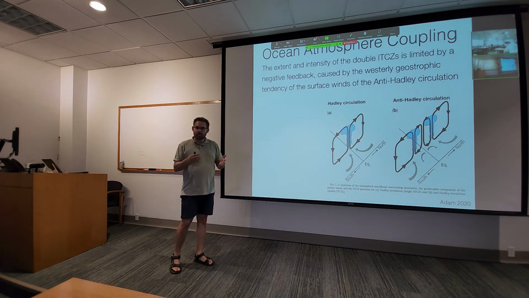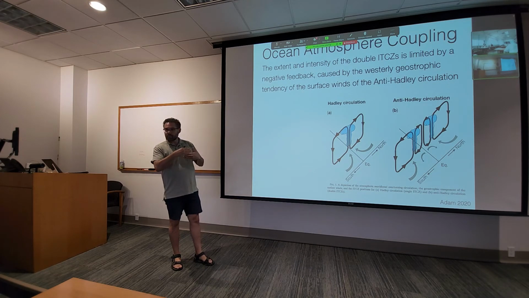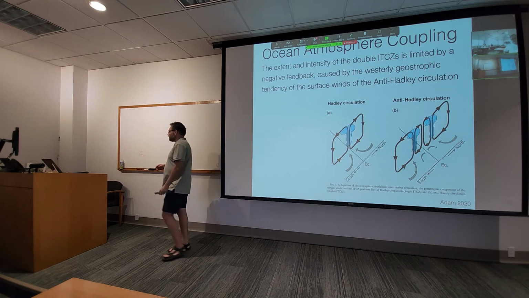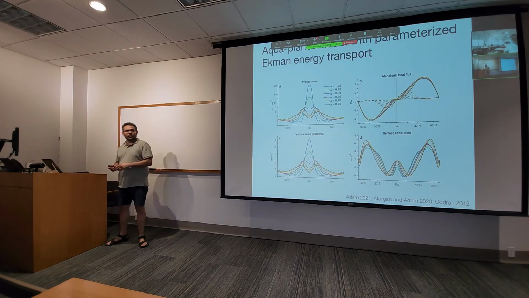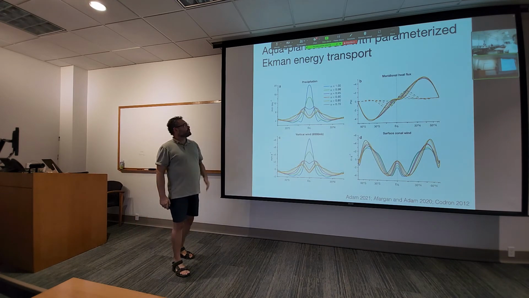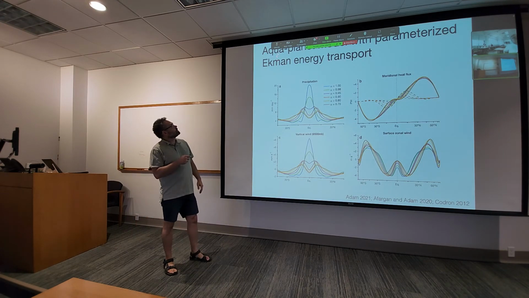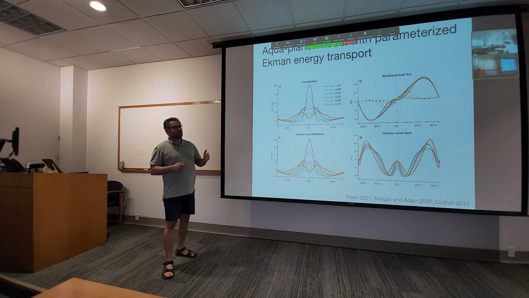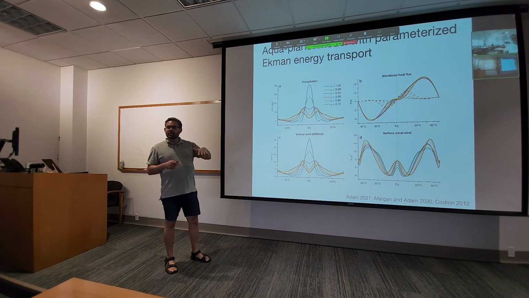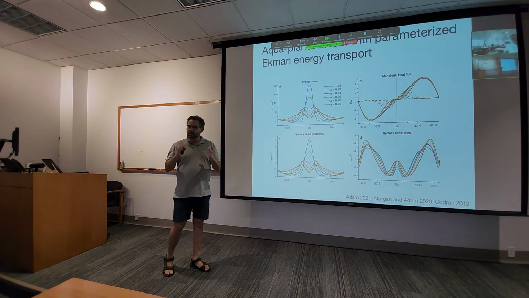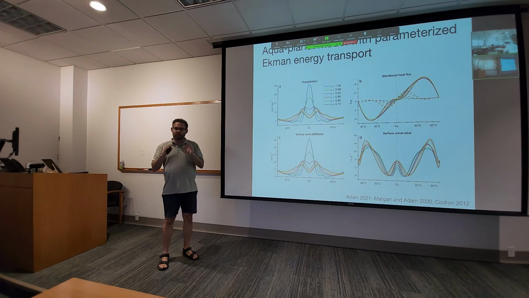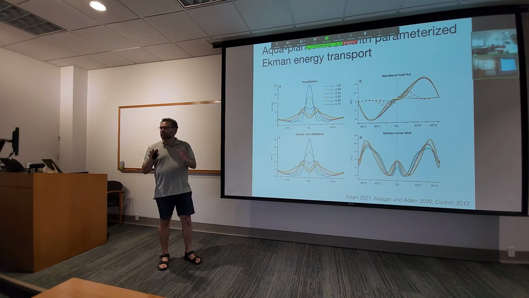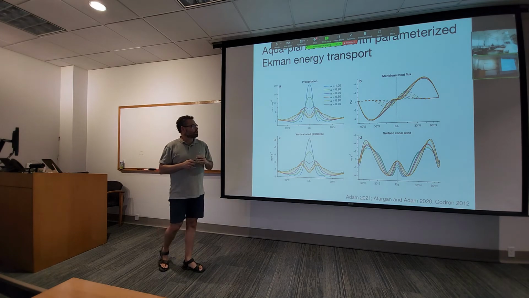The intensity of the double ITCZs, and also the separation, the extent of the anti-Hadley circulation, is limited by this negative feedback. And to show this, I'm using an intermediate complexity model. So this is from simulations using an aquaplanet, a simplified version of the NCAR GCM with a slab ocean that has in it parameterized Ekman energy transport using the Quadron 2012 scheme. So essentially you have a GCM with an ocean component that just has wind-driven ocean circulation or energy transport.